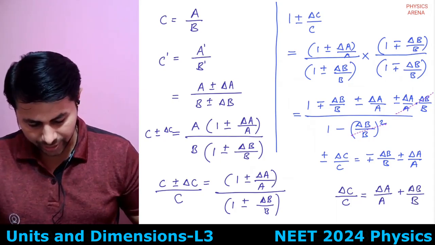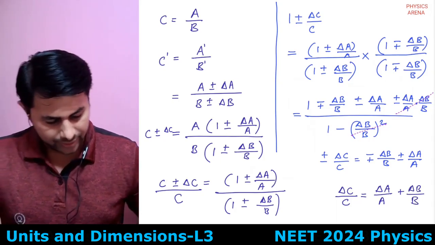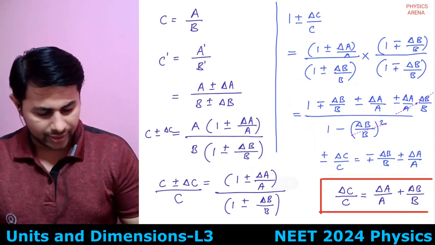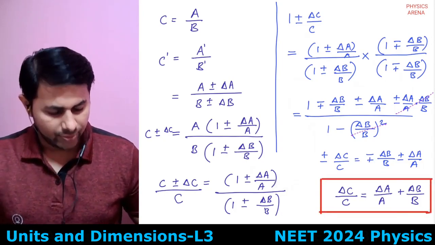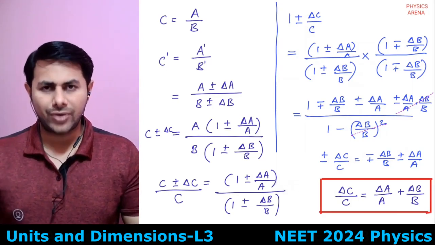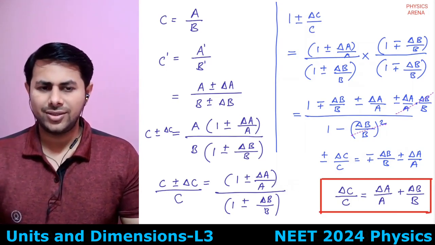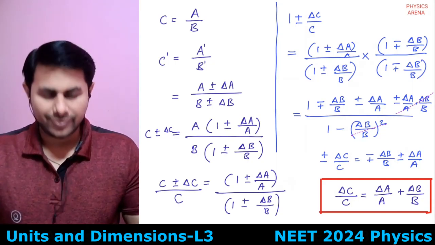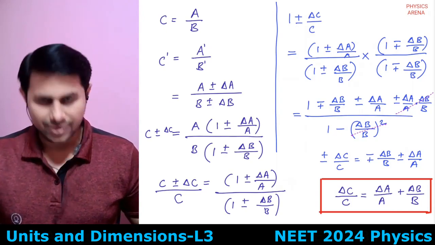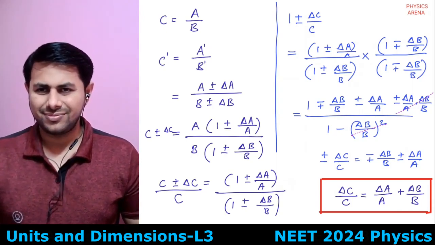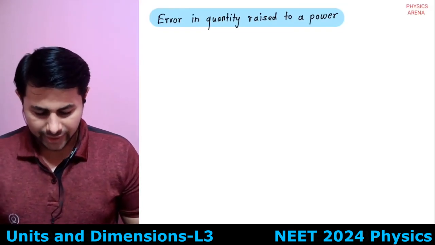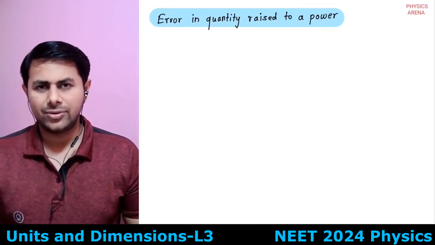So in case of a product or a division, the relative error in the resultant is equal to the sum of relative errors in the quantities. Got this? Yes, sir. Okay. Yes or no, Lavanya? Yes, sir. Okay, good. So then, next we'll see error in a quantity raised to a power.